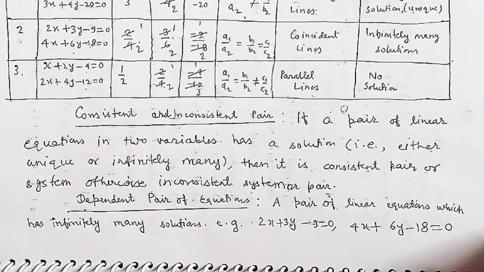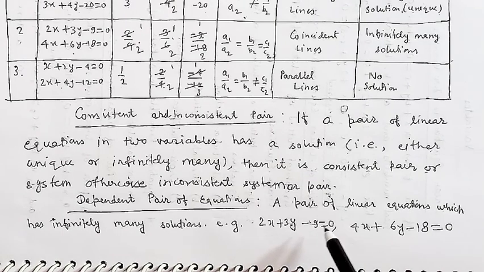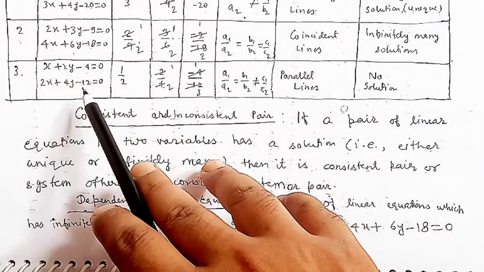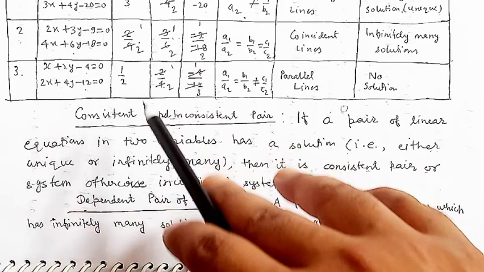Next, dependent pair of equations. A pair of linear equations which has infinitely many solutions. For example, 2x plus 3y minus 9 is equal to 0, 4x plus 6y minus 18 is equal to 0. These are those equations which are a dependent pair of equations.